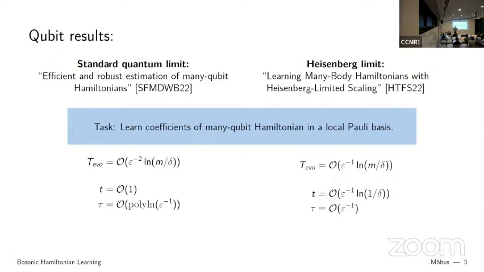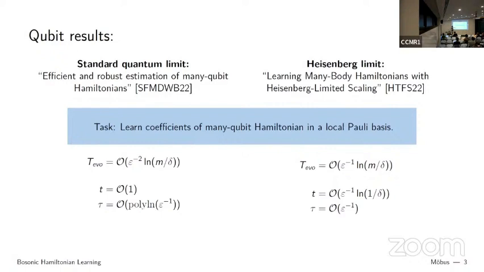For example, the total time you have to evolve the experiment is like epsilon to the minus one, and logarithmically. At the same time, you have to interact with the evolution in very short time steps. So the time resolution is quite high. There are also results showing that only under those assumptions can you achieve the Heisenberg limit.